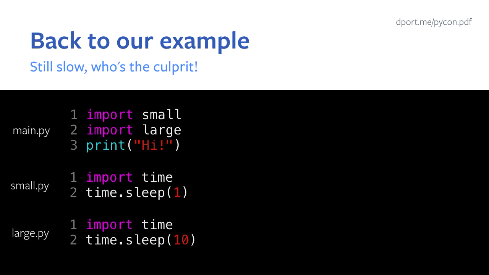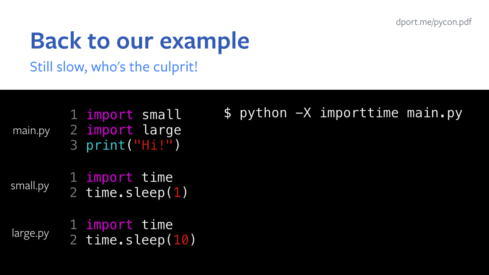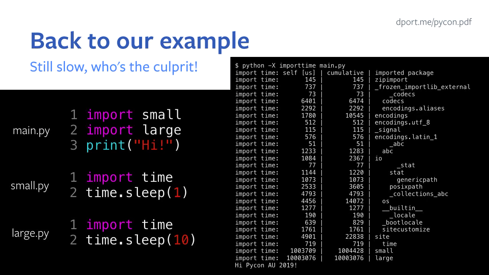So we're back to our example. Now let's run this with the 3.7 import profiling, and this would also work. So let's run it. OK, now that's a lot of information. It's a lot of imports. Most of these things we're seeing are all of the default Python imports.